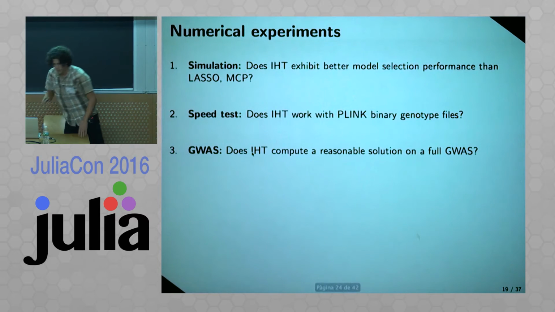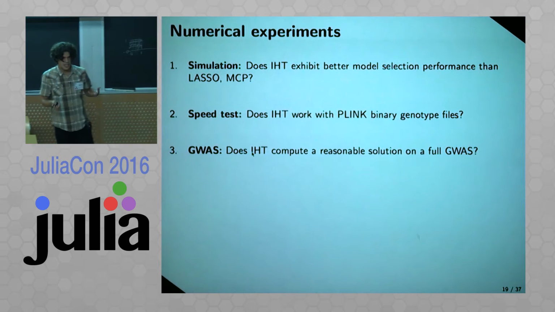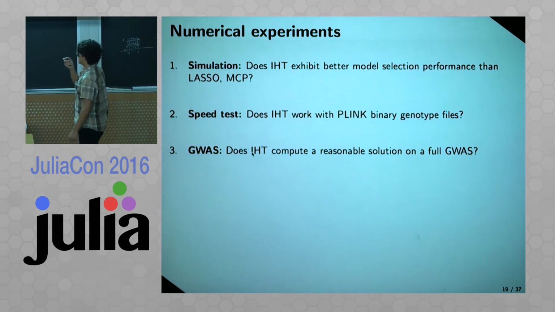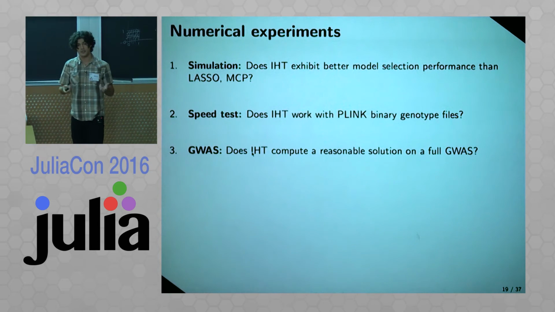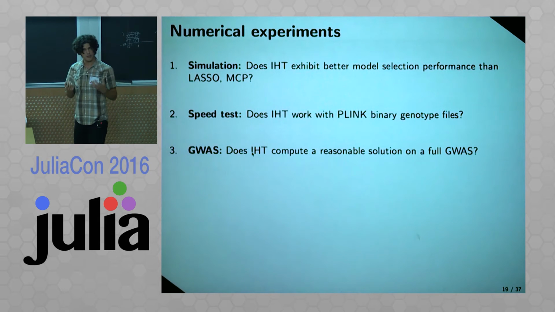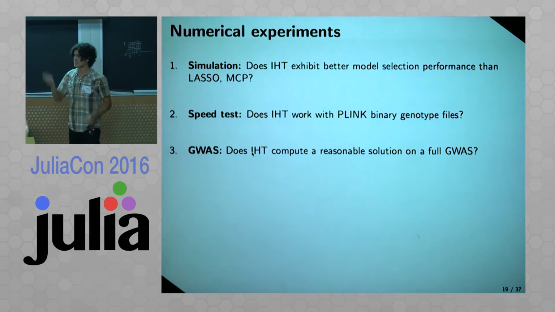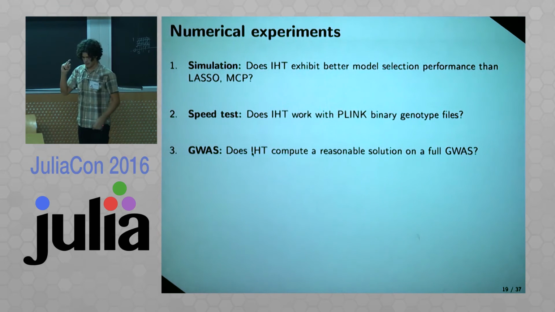So what do we do with this? I mean, is it actually helpful? Is it actually useful? We did 3 experiments to show that this matters. The first one here is a simulation, where we have to demonstrate that it actually has better model selection properties than both LASSO and MCP. The second one is a speed test. This is actually where Julia comes in, in these latter two.